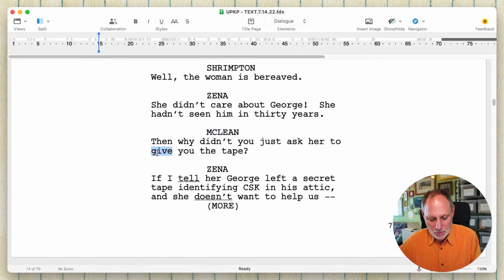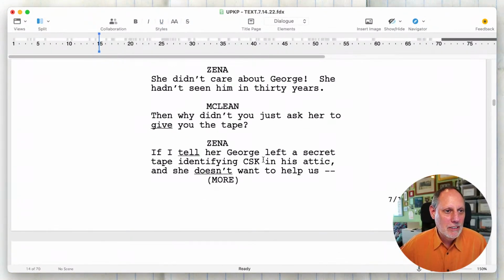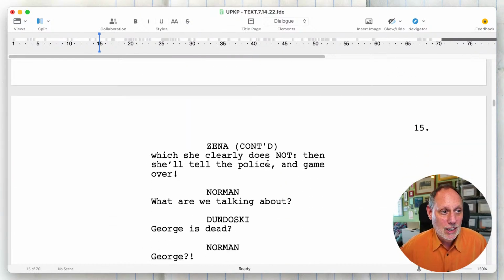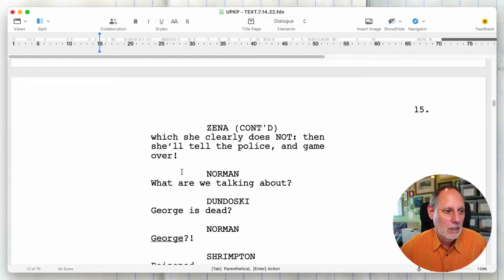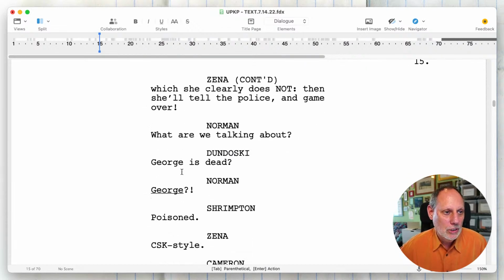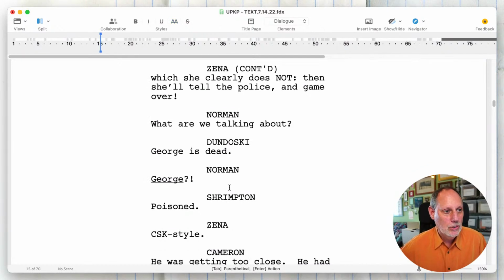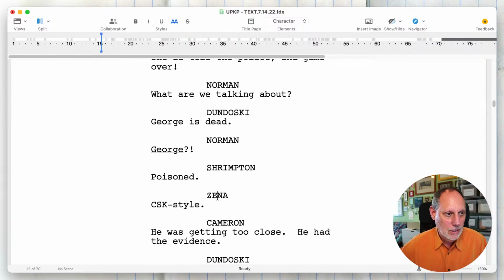Ask her to give you the tape. If I tell her George left a secret tape identifying CSK in his attic and she doesn't want to help us, which she clearly does not, then she'll tell the police and game over. What are we talking about? George is dead. George poisoned CSK style.